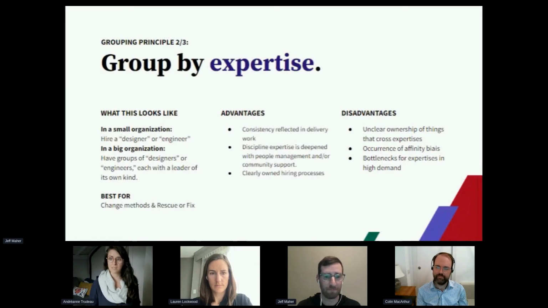As much as consistency in the practice can be an advantage for this principle, a disadvantage is that sometimes affinity biases end up forming with people thinking extremely alike and undervaluing divergent thinking. So lastly, expertises that are in high demand in organizations can sometimes become bottlenecks in delivery work, given that there might not always be enough experts to supply the demand.